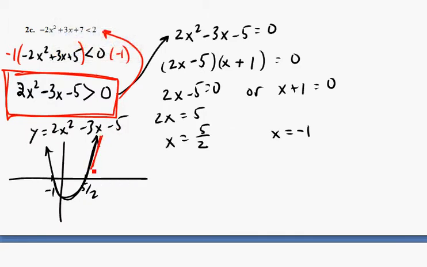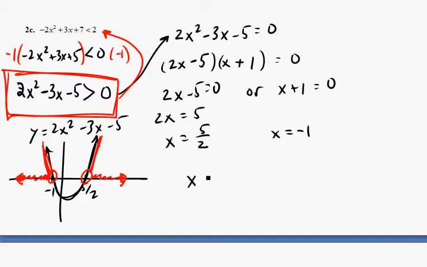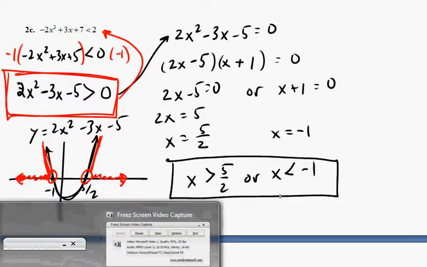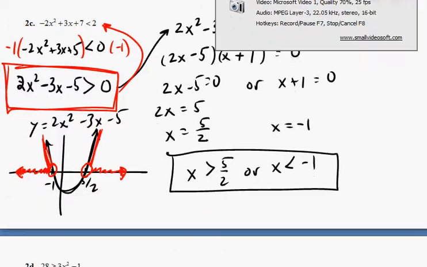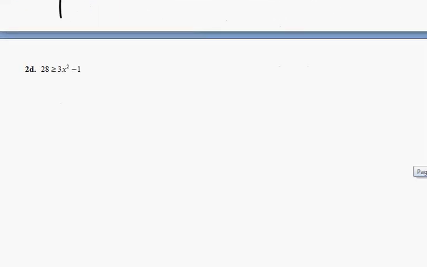Once again, that's going to be here and here, which means we want the x's that are to the right of 5/2 or to the left of negative 1. So, our final solution is x is greater than 5/2 or less than negative 1. Okay, let's try one more. Go ahead and pause the video and try D.